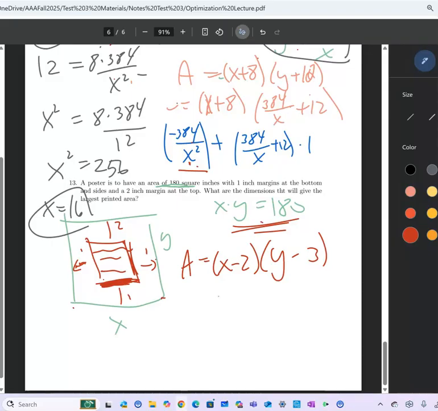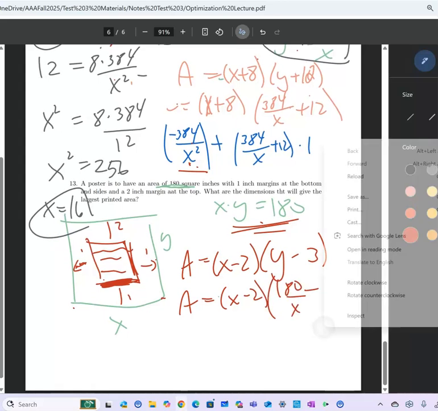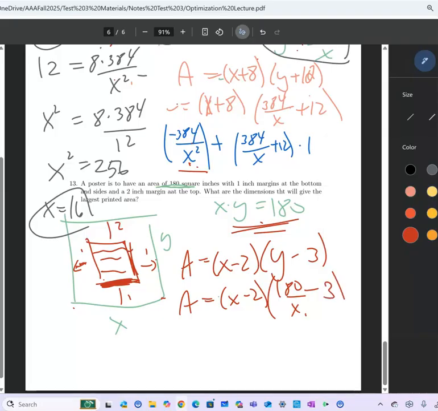So then I would take this and just solve it for y. And I get 180 over x minus 3. And then you could choose to multiply this out or do the product rule. I'll just do the product rule first. d second, so negative 180 over x squared, and the derivative of that is 0, plus second, and then d first is 1. And I'm going to let you finish this one off.